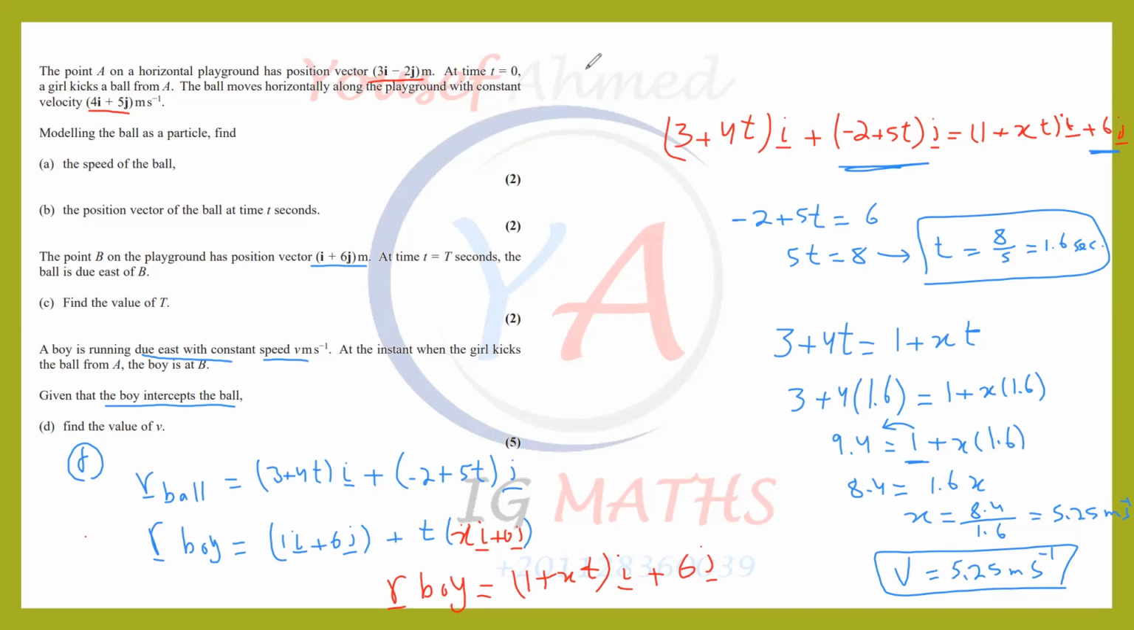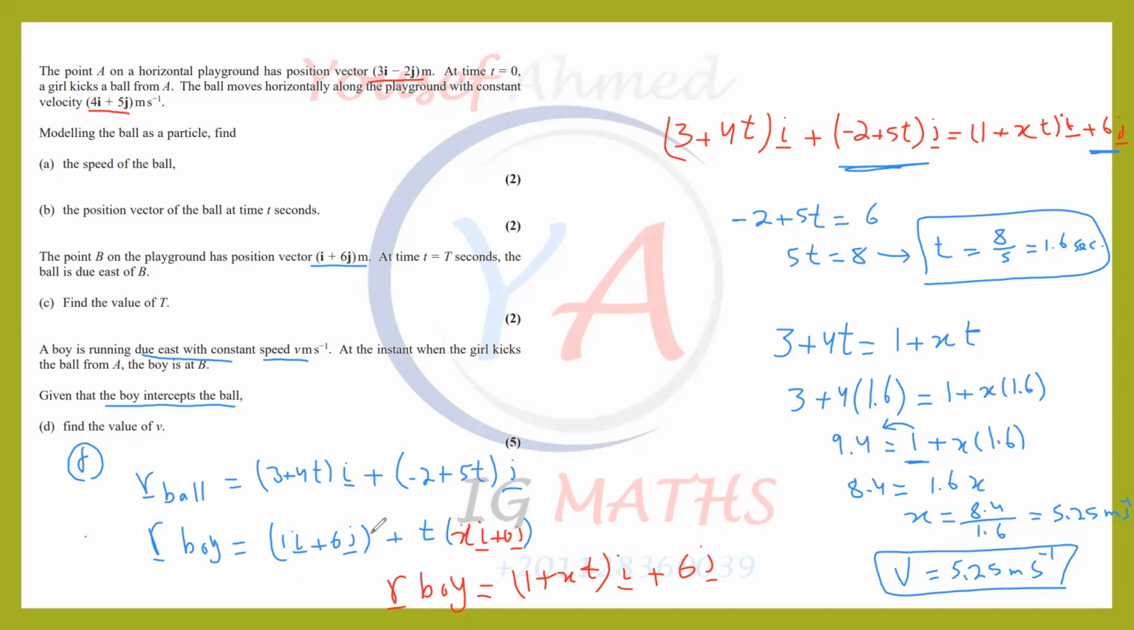So he starts from B, so B is the r-naught, the position vector of the boy. B is 1i plus 6j, which is r-naught. The time is unknown, and here the velocity, since he's moving due east, has a component for i but no component for j.